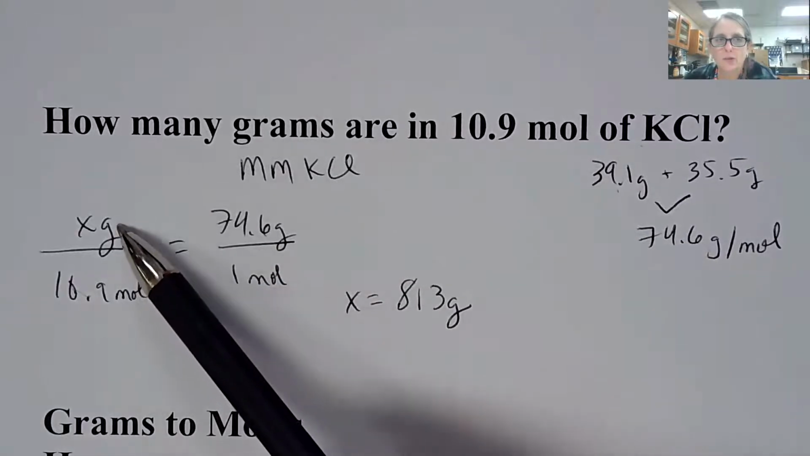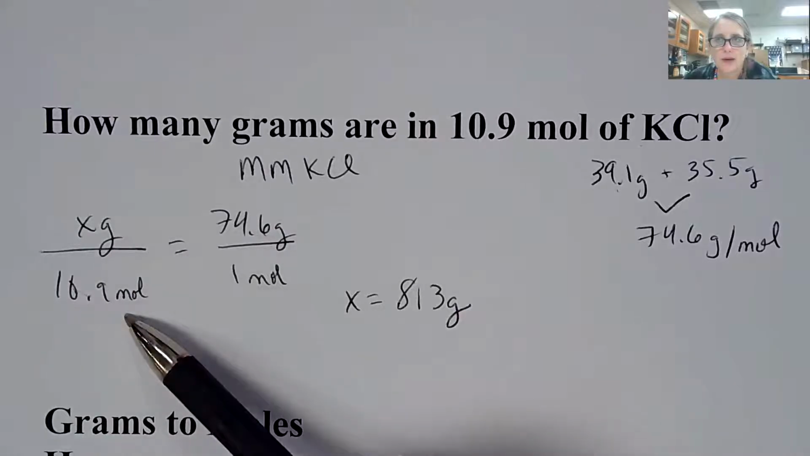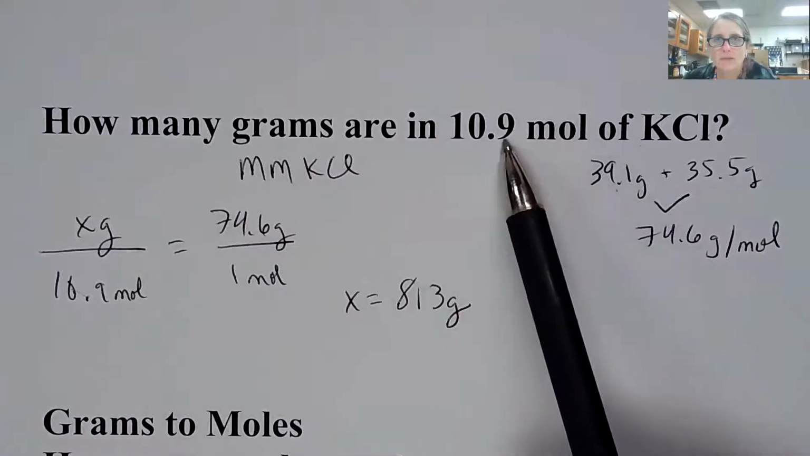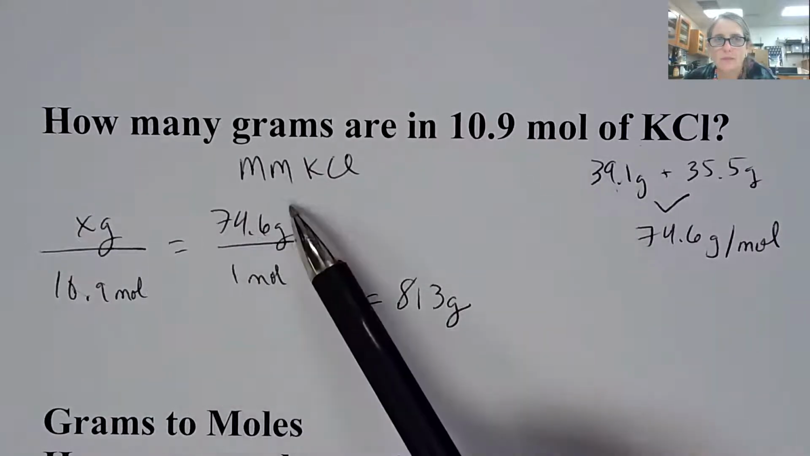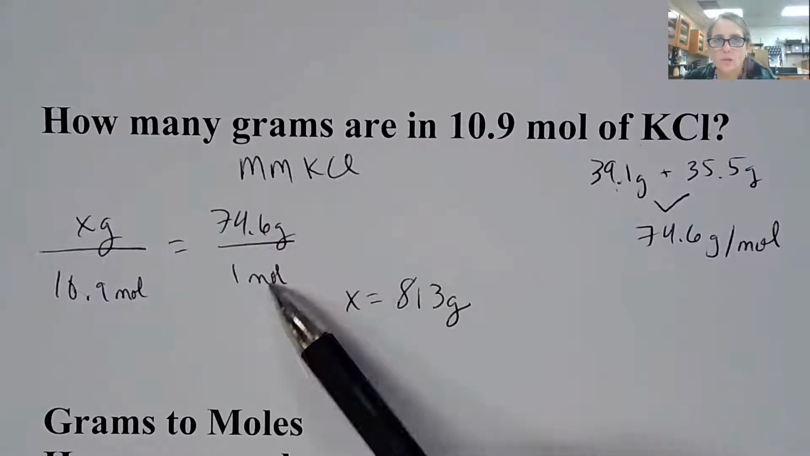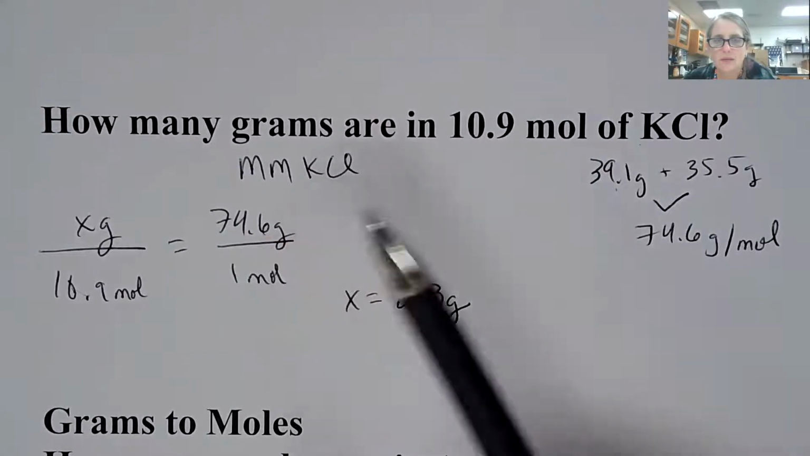So I'm going to set up my proportion. I'm going to put grams on the top, moles on the bottom. Grams, I do not know. That's what I'm looking for. It's X. I'm given 10.9 moles, so I put it on the bottom. My molar mass is then next door. So I have 74.6 for every 1 mole. For potassium chloride, that's going to be my go-to.